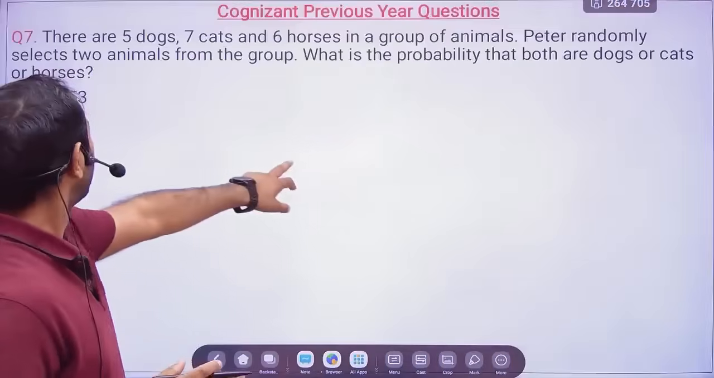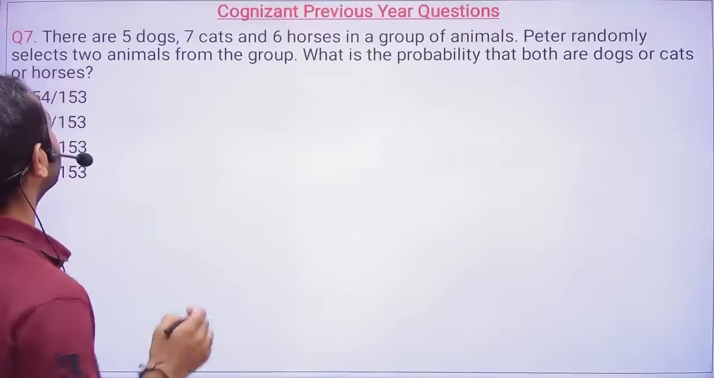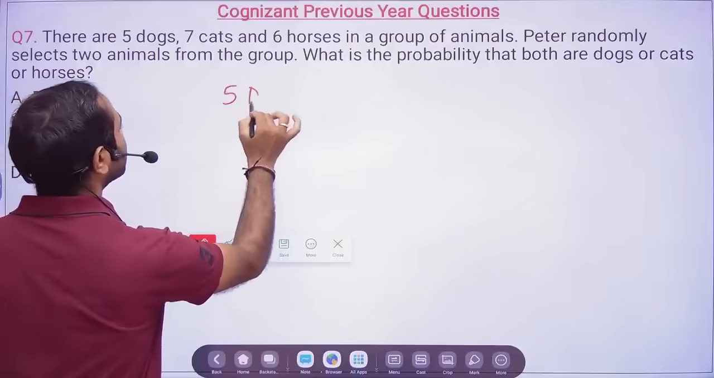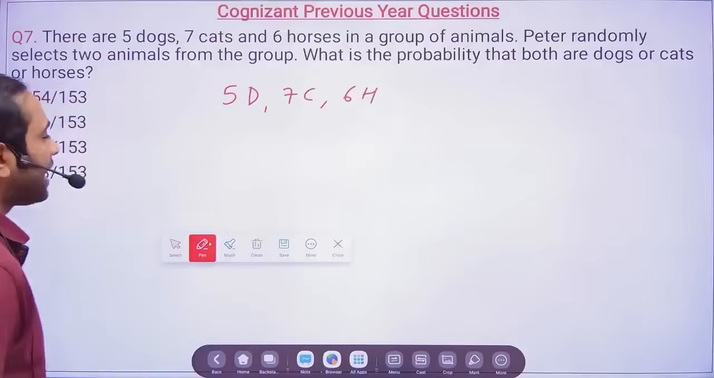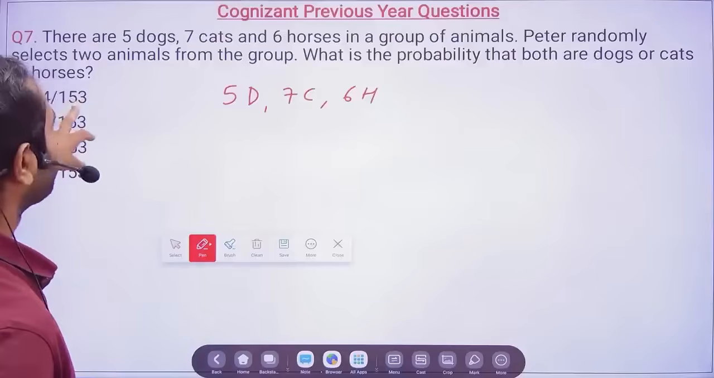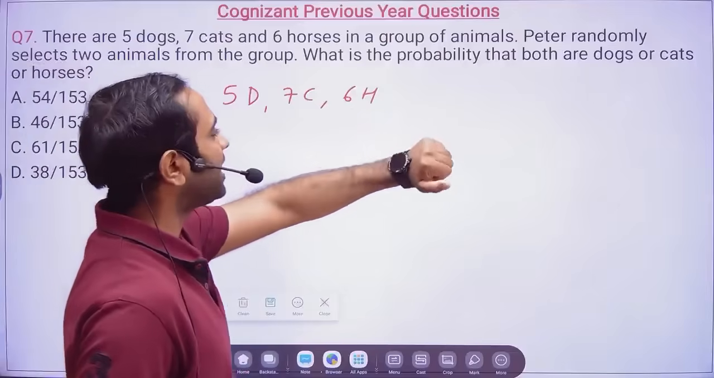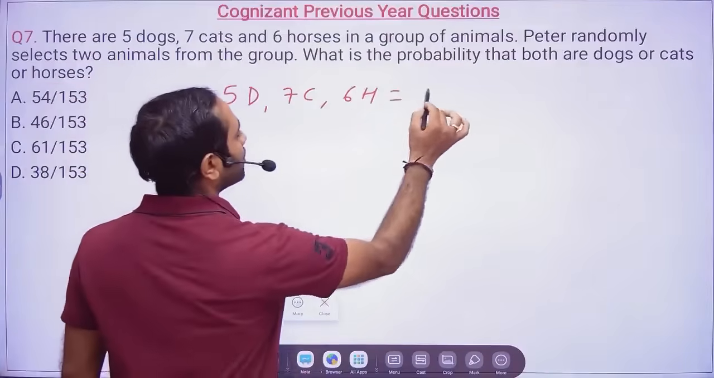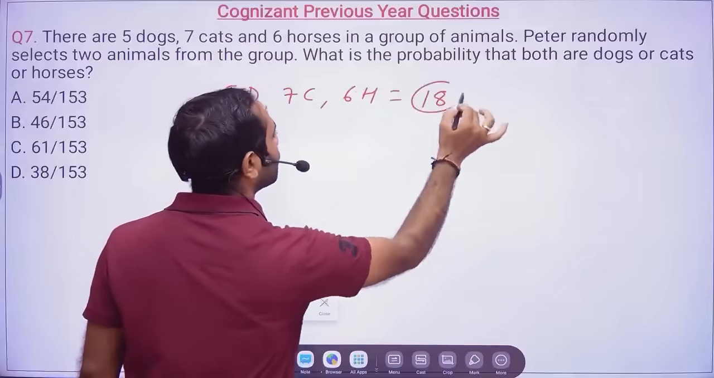Okay. Next, sir, there are 5 dogs, 7 cats and 6 horses. I like cat. So there are 5 dogs, 7 cats and 6 horses. In a group of animals, Peter randomly selects 2 animals from the group. What is the probability both are dog or cat or horses? Now, what is the total number of animals? 7 plus 5 is 12 plus 6, 18 animals, total 18.